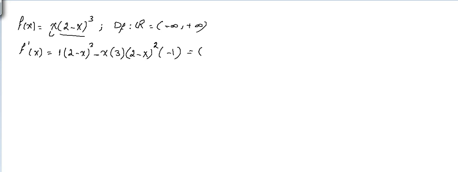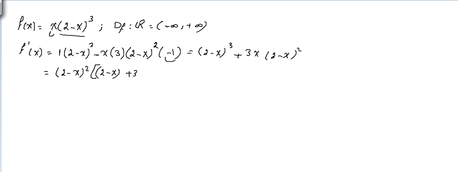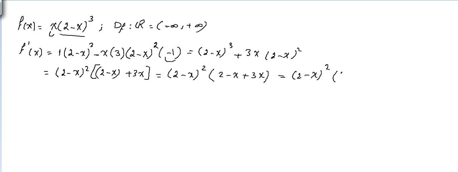So the answer is (2 minus x) to the power 3 minus 3x times (2 minus x) to the power 2, it's plus 3x, right. We have a common factor, (2 minus x) to the power 2, in both terms. What is left inside is 2 minus x in the first term plus 3x in the second term. So it will be (2 minus x) squared times (2 minus x plus 3x), which is equal to (2 minus x) squared times (2 plus 2x), since 3x minus x is 2x.